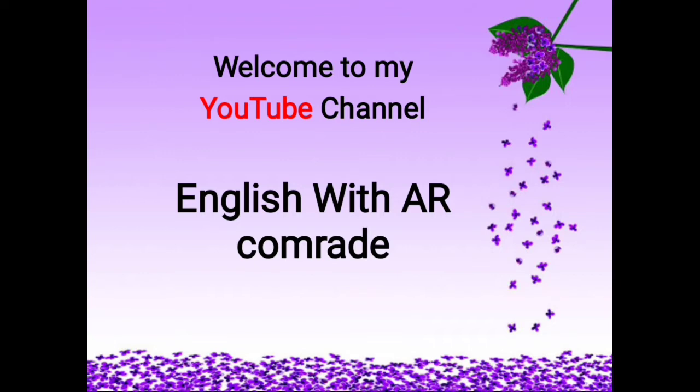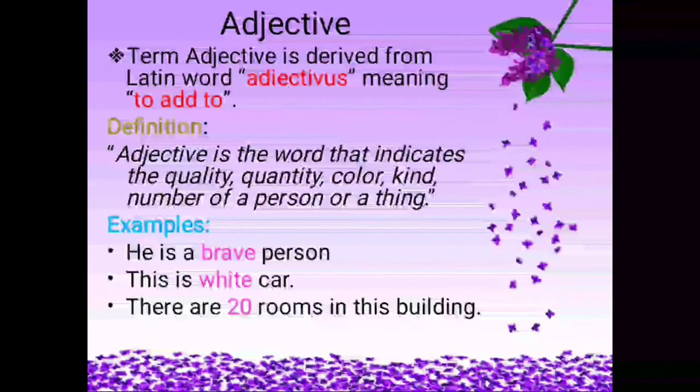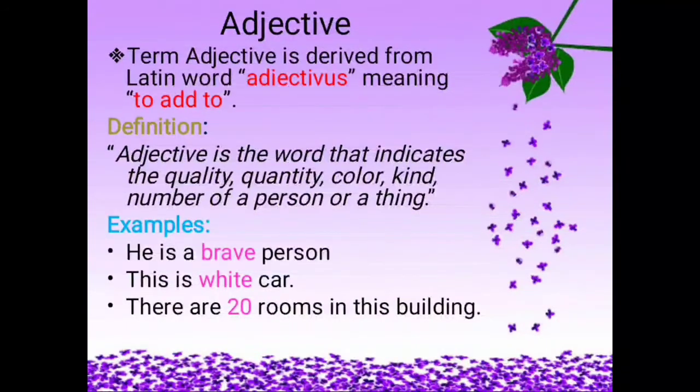So let us know the definition of adjective. The term adjective is derived from a Latin word adiectivus, which means to add to. But remember one thing, in adjective the D is silent, so it is called adjective. And this word is taken from a Latin word adjectivus, which means to add to. And if we see its definition, adjective is the word that indicates the quantity, the quality, color, kind, number of a person or a thing.